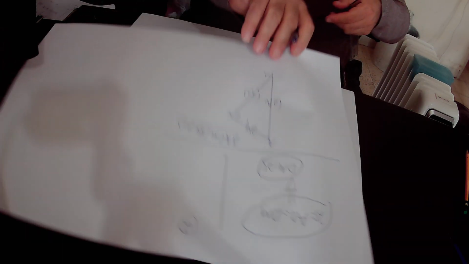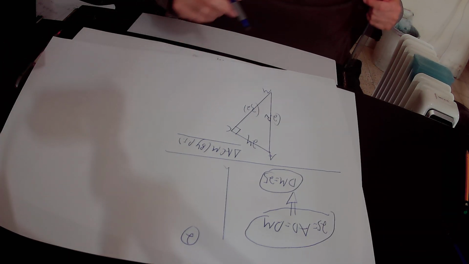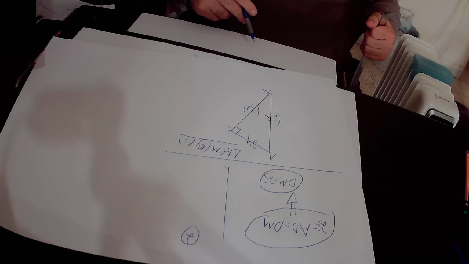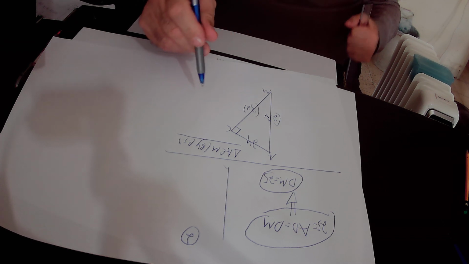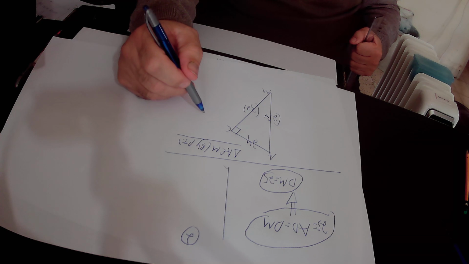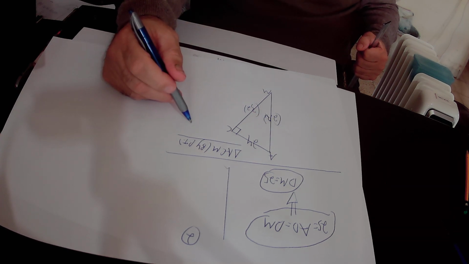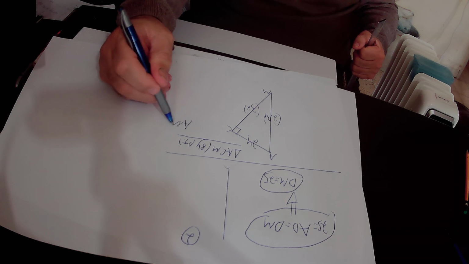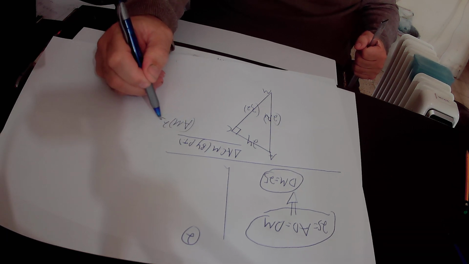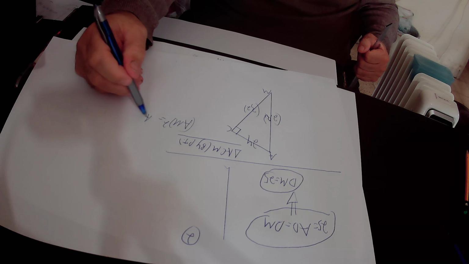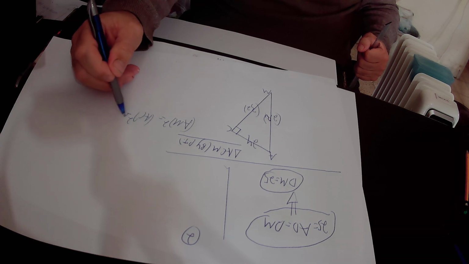This is the right triangle ACM that I copied from the original drawing. In this right triangle ACM, we apply the Pythagoras theorem. According to the Pythagoras theorem, we get that AM square equals AC square plus MC square.